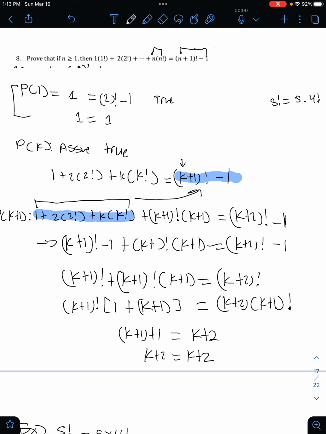Moving on, we're going to make a P(k) instead of n, and we're going to assume this is true when we change all our n's to k's. So we get 1 plus 2 factorial, up to k factorial, is equal to (k plus 1) factorial minus 1. And we're going to, again, assume this is true.